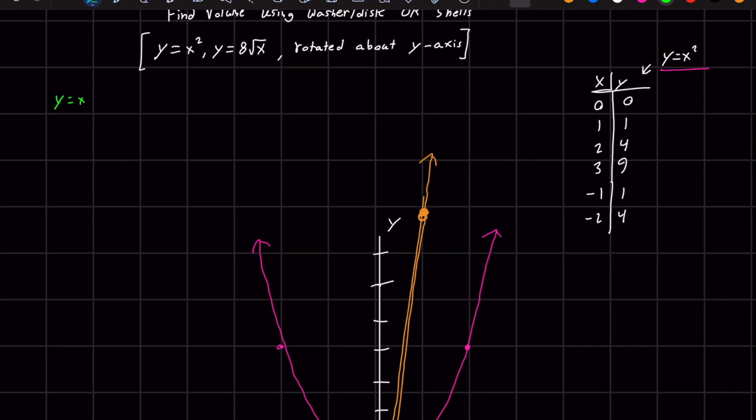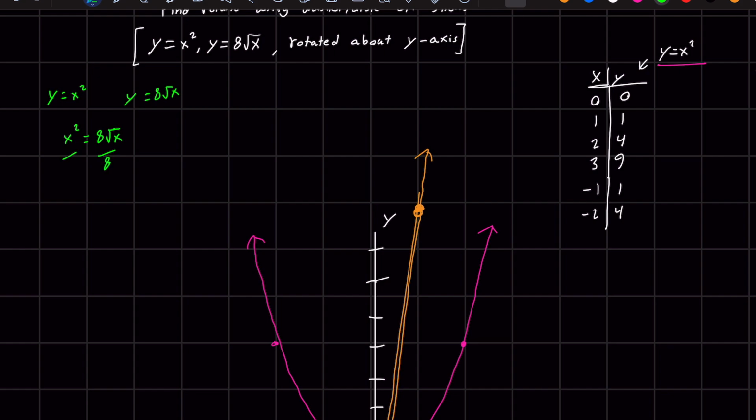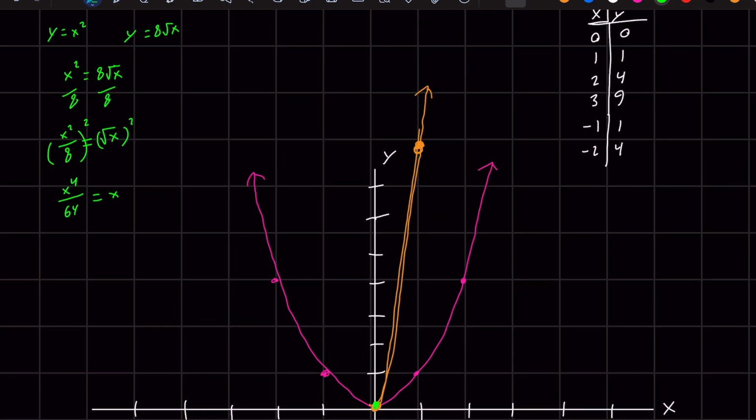So if we have y equals x squared, and we have y equals 8 radical x, we can set them equal to each other to see at what x value they meet. So I can do x squared equals 8 radical x. We can divide this by 8. x squared over 8 is equal to radical x. And then you can square this on both sides. You get x to the 4th over 64 is equal to x. Then you can multiply times 64. x to the 4th equals 64x. Subtract this.